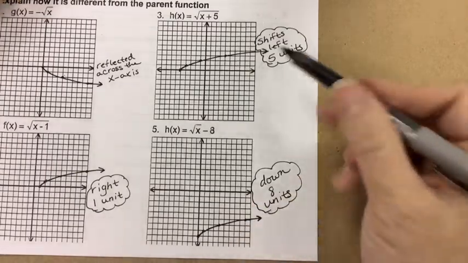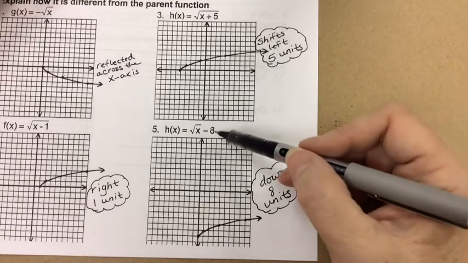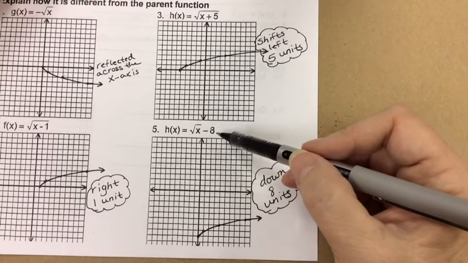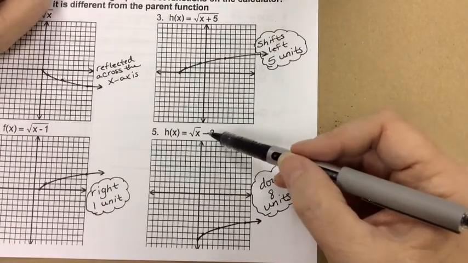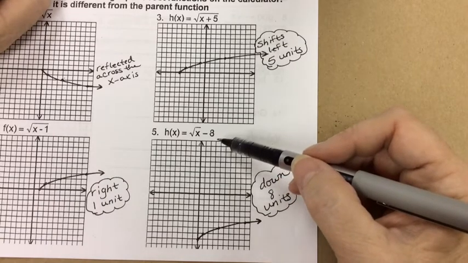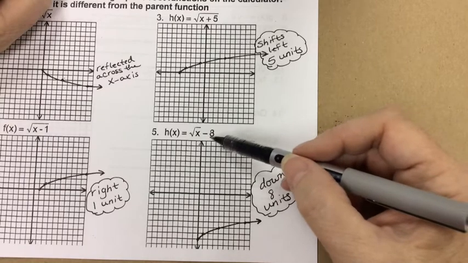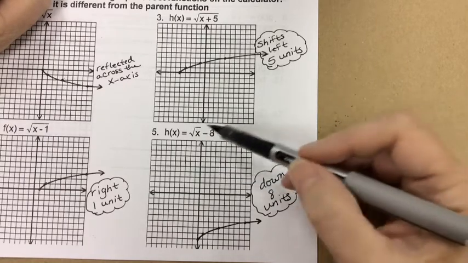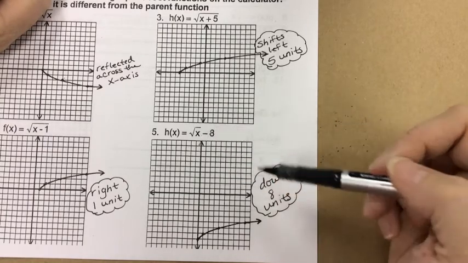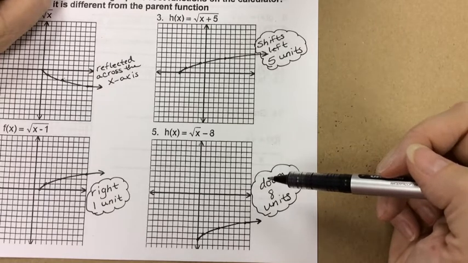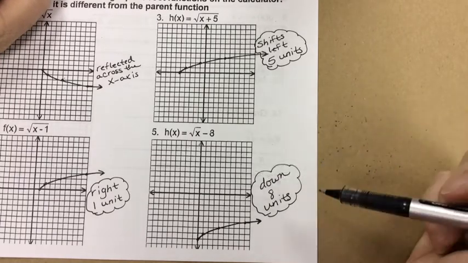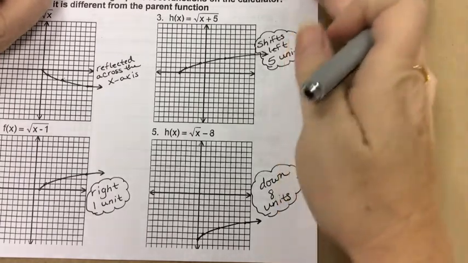Hey, that's just kind of like what we did with quadratics when we had something outside or next to the x squared. It wasn't in parentheses with the x squared, and it just said -8 or -2. It went down that many units. Notice the -8 is not inside the square root, so it's like it's not inside parentheses. So it's just down 8 units. Okay, all right, let's go to the next page.